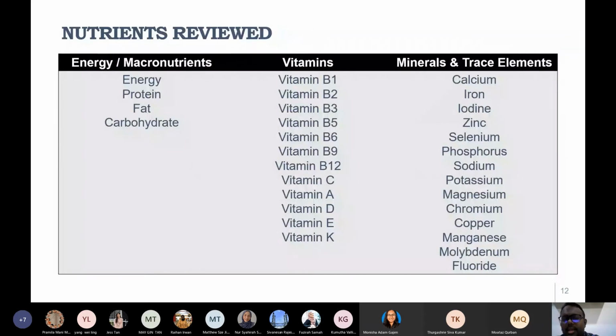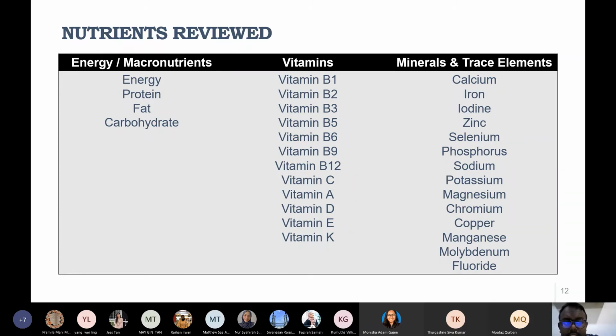So in RNI 2017, previously we had RNI 2005. You can read in the RNI book, which I'll give you the PDF copy of. You can also buy it from Nutrition Society Malaysia. The RNI book is only 55 ringgit, if I'm not mistaken. But you will have the PDF copy.